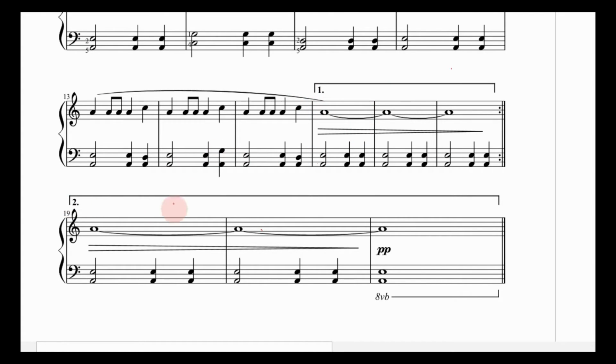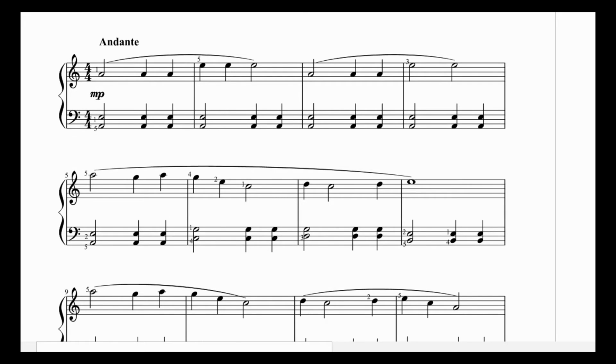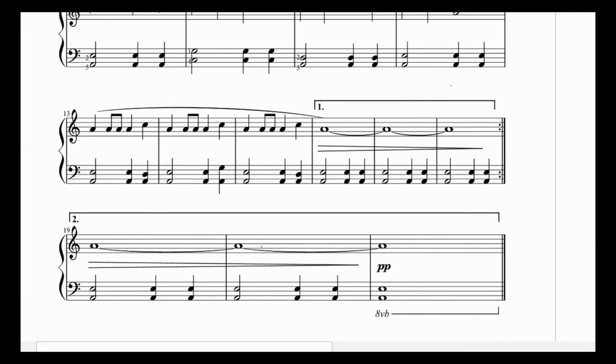Over towards the end of the piece, you have this thing where it says one, and then you have this thing over here that says two. These are different endings. This whole section, these three bars, is the first ending, and you'll notice that the repeat dots lead you all the way back to the top. Then on your second time through, you go back to the top, you play all the way through, and when you get to where it says ending one, you don't do that. You jump straight to ending number two.